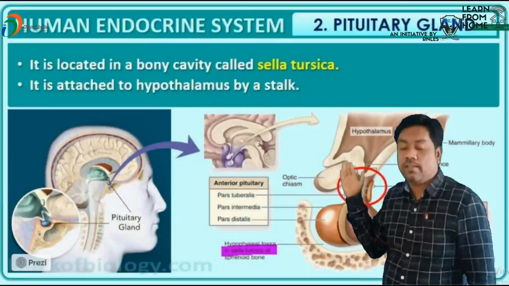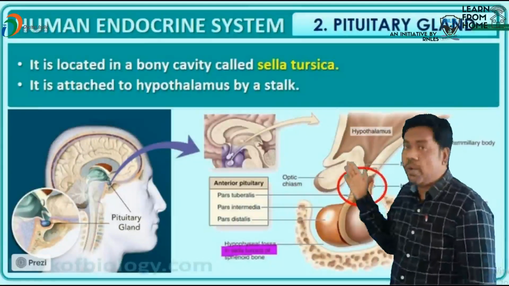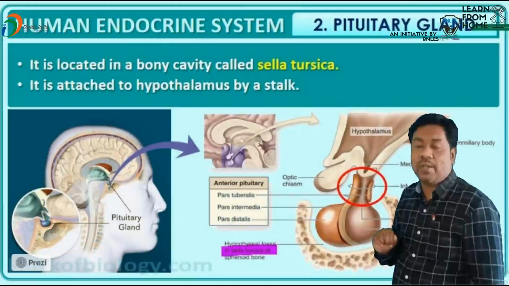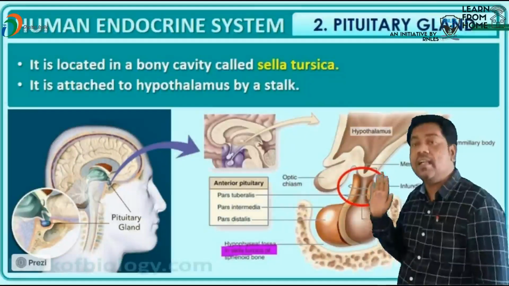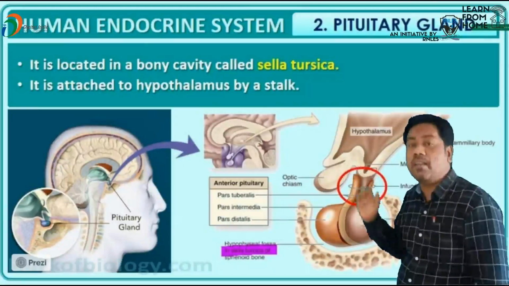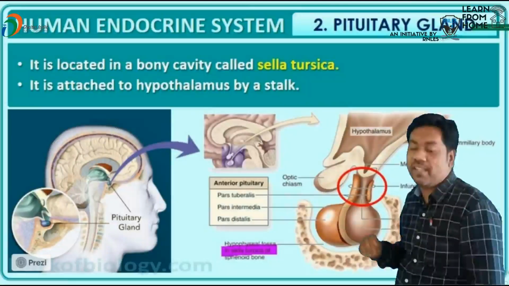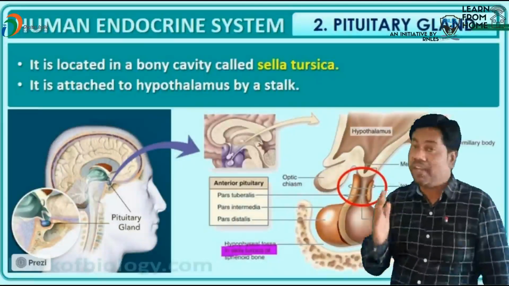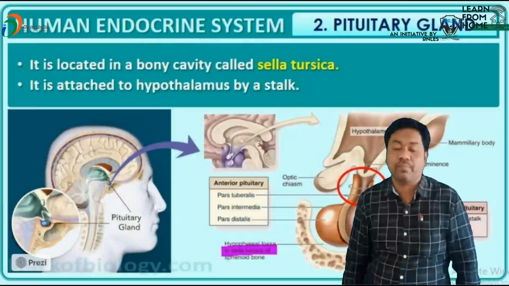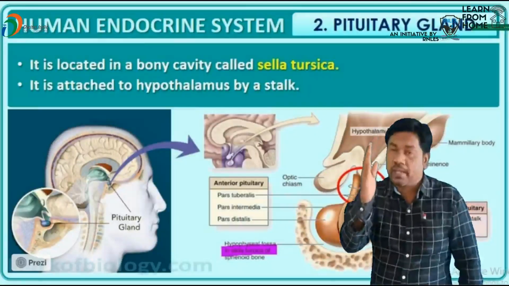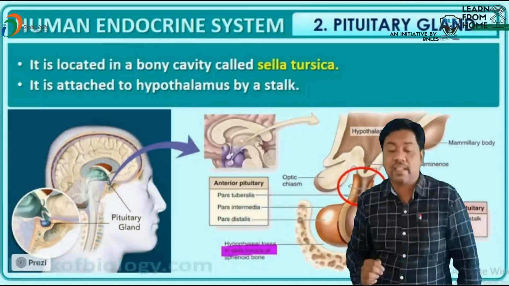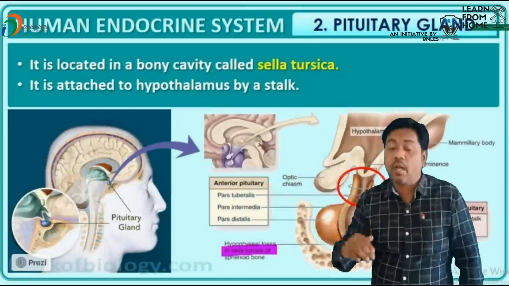So in this sella turcica, which gland is located, beta? The pituitary gland is located. And this sella turcica depression is a part of the sphenoid bone. It is a part of the sphenoid bone. Okay, this is very important for competitive examinations. The pituitary gland is located in the bony cavity that is known as the sella turcica. It is attached to the hypothalamus.